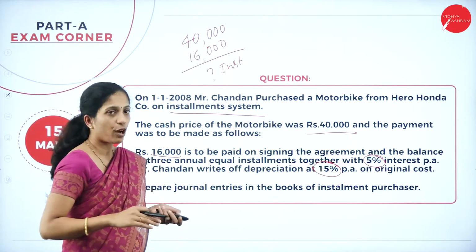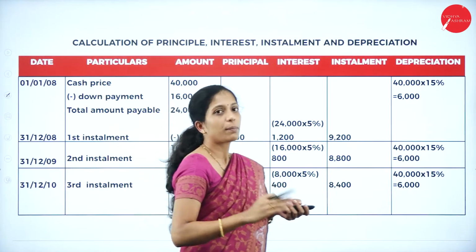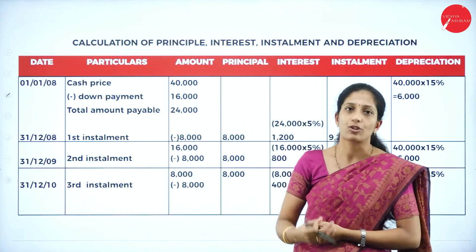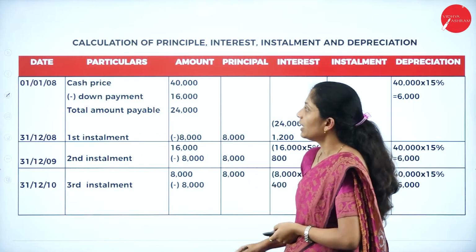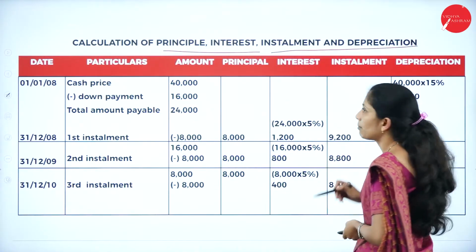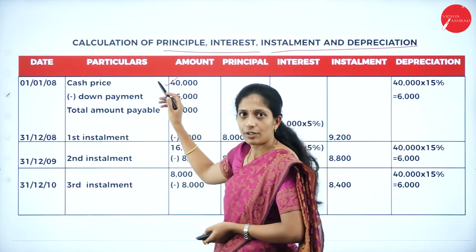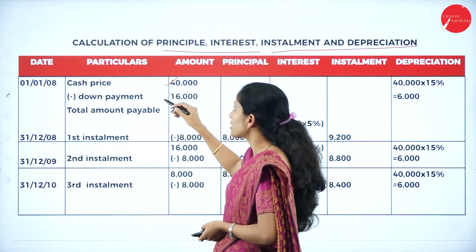Now this is the problem. As I have already told you, if you are familiar with this table, it is very easy to solve the problem. Now here, what are we going to calculate? Calculation of principal, interest, installment and depreciation. Now in the first year, we will write the cash price less down payment.